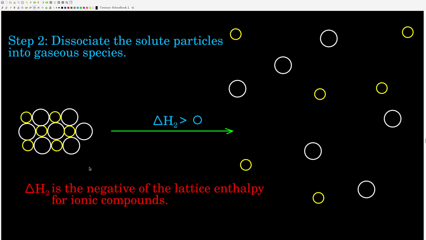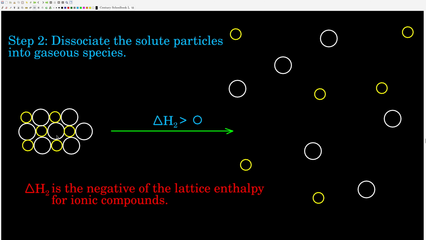So what that means for us, guys, is if we can look up the lattice enthalpy for an ionic compound, the delta H2 for this process is just going to be the negative of the lattice enthalpy. We define lattice enthalpy as the change in enthalpy for taking the gaseous ions and forming the solid compound. That's always going to be a negative number, so this will always be a positive number.